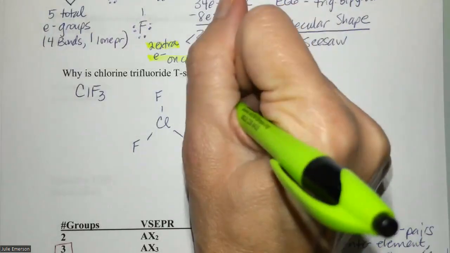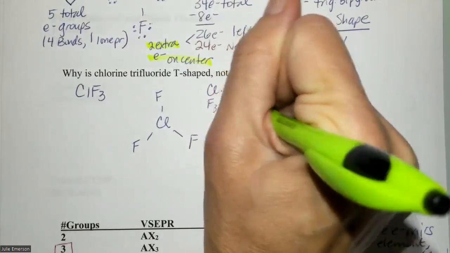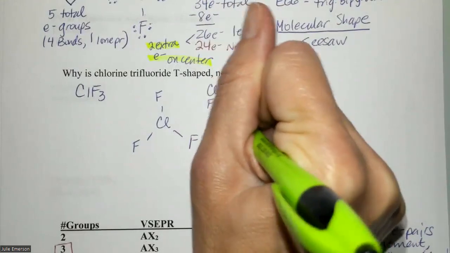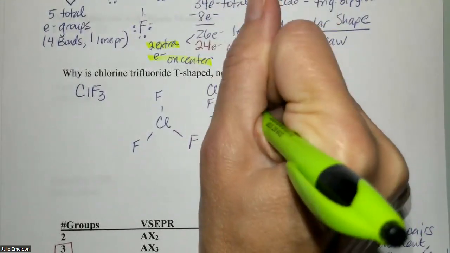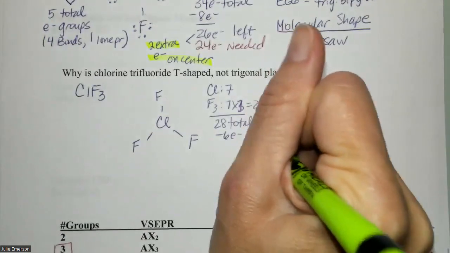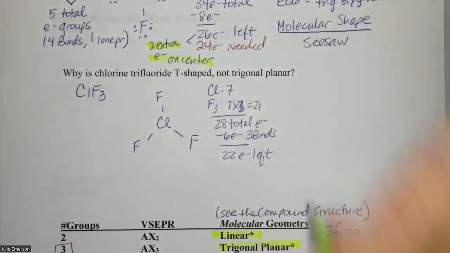Let's go look at our electrons. Chlorine comes in with 7. Each fluorine comes in with 7. So that's 21 plus 7. We got 28 total electrons. All right. So we've used 6 in those 3 bonds. So I have 22 electrons left.